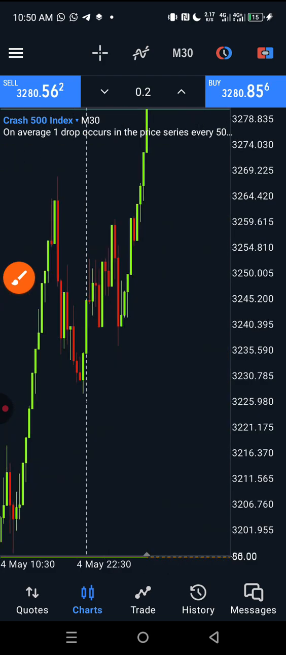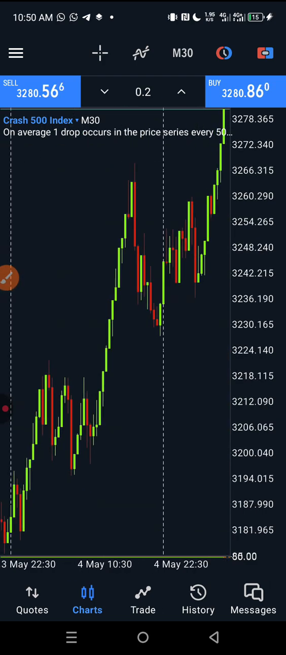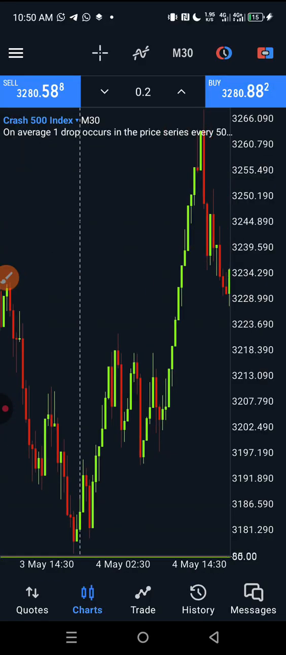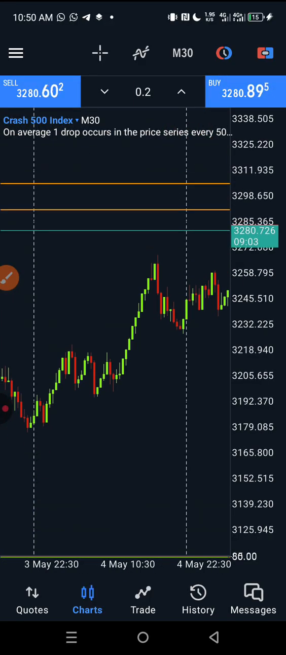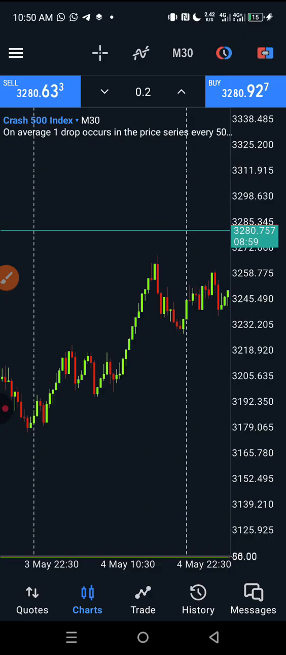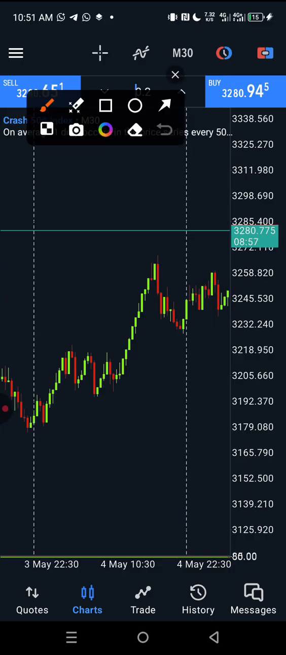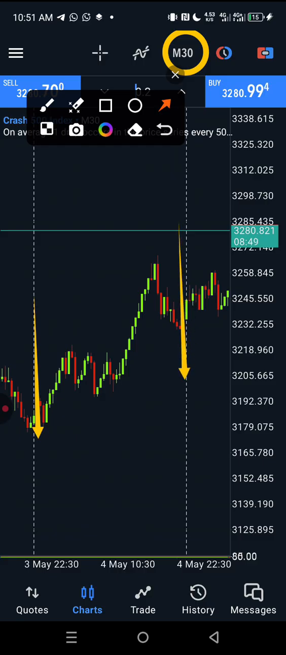So pay attention. Let us see how you spot entries on these period separators. First of all, what is the function of the period separator? We are on the 30 minutes time frame, as I have said before. Between one period separator and another represents one day of price movement.